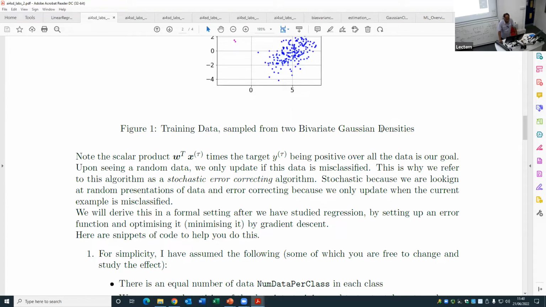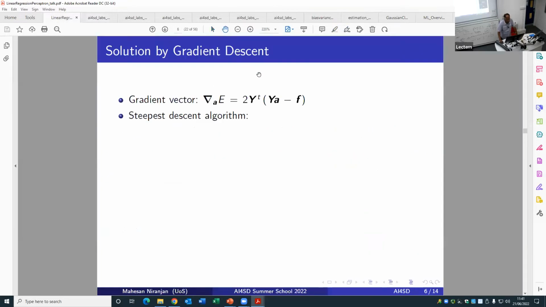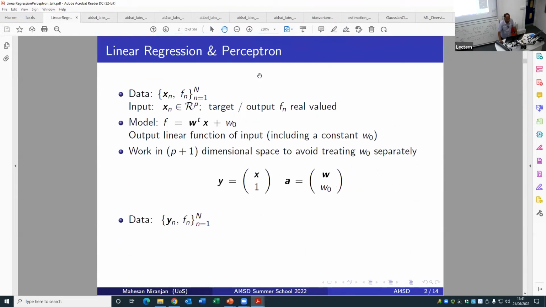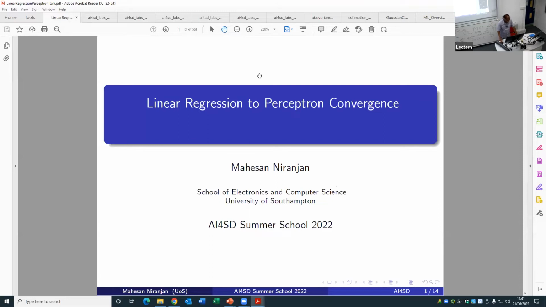I think I have said this. Okay, so what we'll now do is go and look at linear regression. One of these is linear regression. I think it's this one.